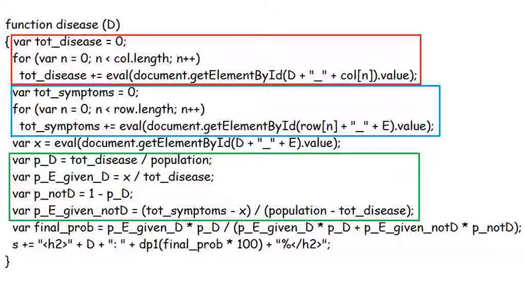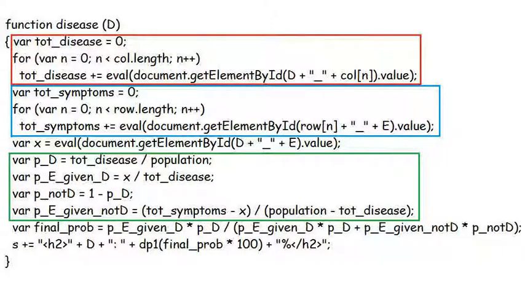There are 4 parts to the function. The first for loop, highlighted in red, counts the total number of people known to have this particular disease, which becomes top disease. The second loop, in blue, counts the number of people known to have this list of symptoms, storing the answer in top symptoms.